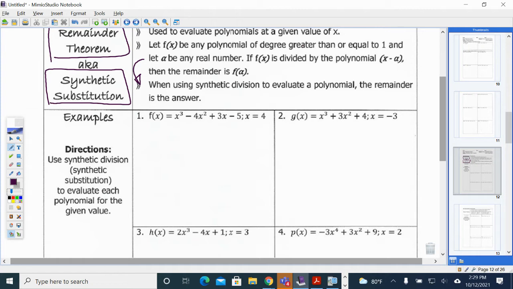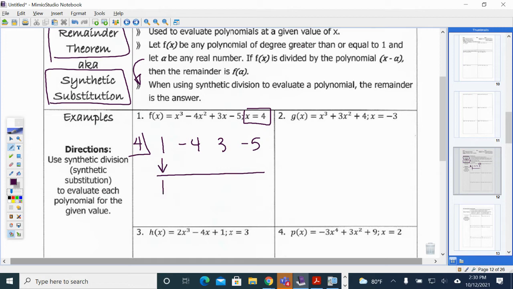So just like we did with synthetic division, we want to make sure that it says x is equal to. Looking at example number 1, it says f of x is equal to x cubed minus 4x squared plus 3x minus 5. And we want to evaluate that if x is equal to 4. It already says x equals, so I don't have to change anything. That 4 is what's going to go in our little box to the left. We're going to look at our polynomial and see if it's in standard form. It is. It starts with an exponent of 3, then it goes with 2, then a 1, and then the constant. So it's already in standard form. There's nothing that's missing. I'm going to pull down those coefficients just like we did in lesson number 2.